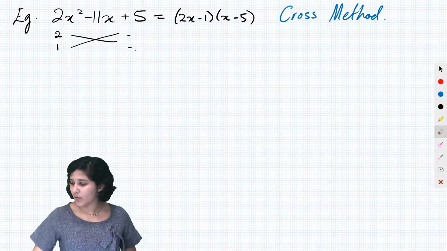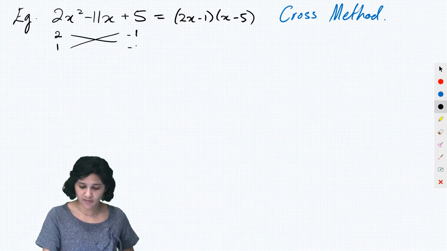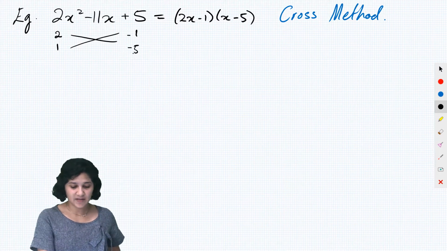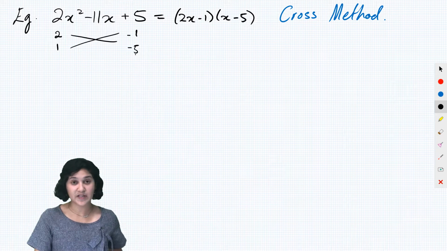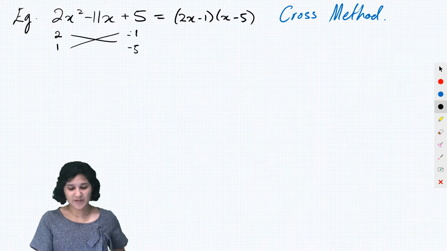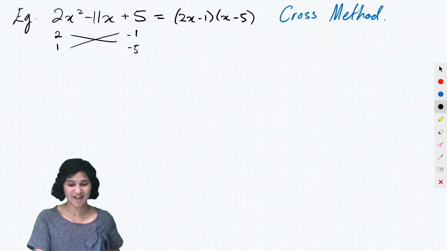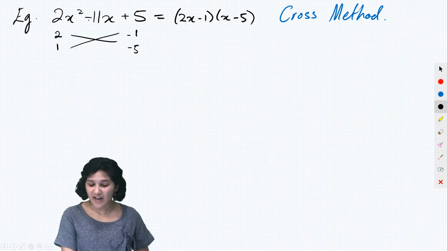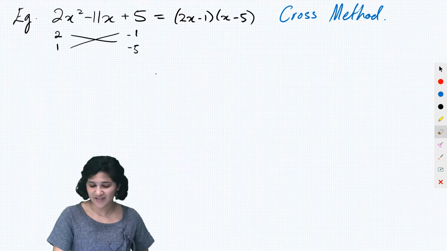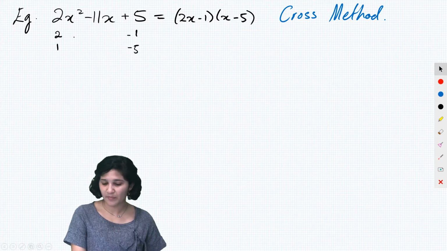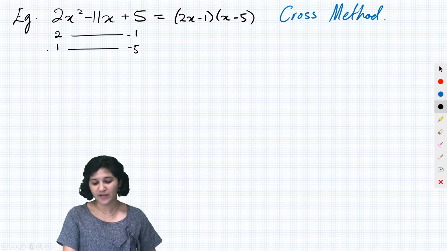So I'll switch these two over, 1 and 5. And this time I get 2 times -5 is -10. And 1 times -1 is -1. So -10 and -1 is -11. And so that's correct. So then I read across, and these are my brackets.